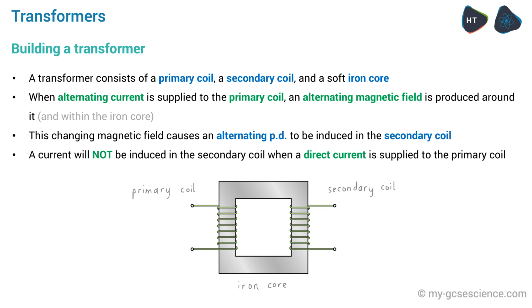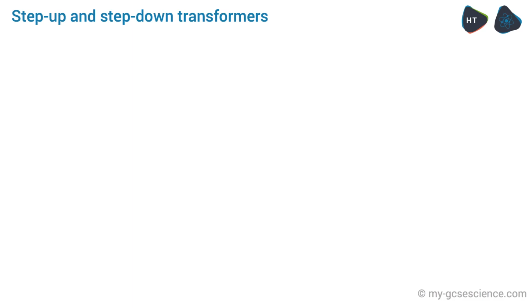Okay, so the flow of an AC in its primary coil allows for the induction of an AC in its secondary coil. Cool magic trick, but what's the point? The point is that by playing around with the number of turns on the primary and secondary coils, we can start to do some pretty useful things with our transformer. By doing so, we can produce one of two different types of transformers.